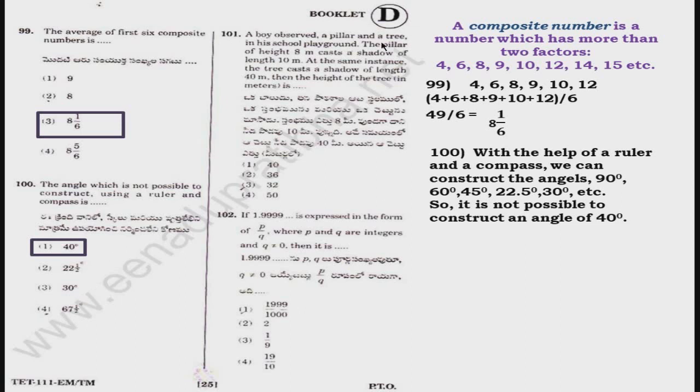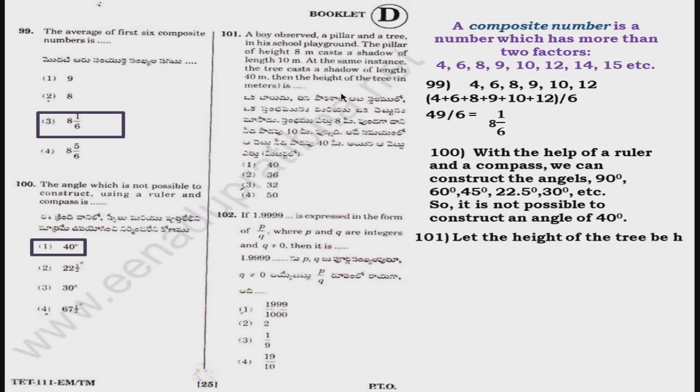Now the next one, 101. A boy observed a pillar and a tree. Because a boy saw one pillar and also a tree in his school playground. The pillar of height 8 meters casts a shadow of length 10 meters. If the height of the pillar is 8, it is casting a shadow of 10 meters. At the same instant, the tree casts a shadow of length 40 meters. The shadow's length is given. Here, the tree's height is not given. Then the height of the tree in meters is. That is what they are asking us.